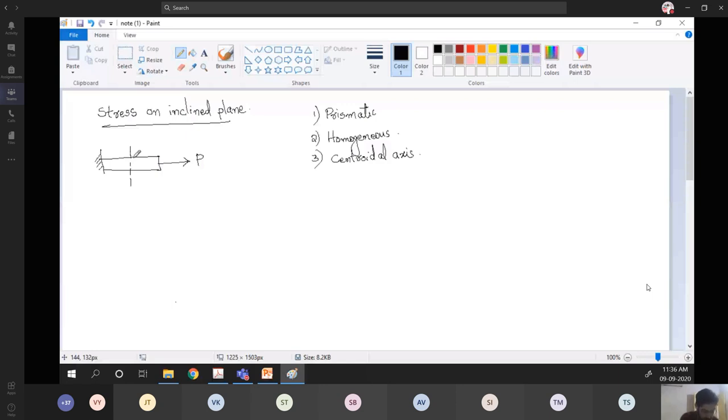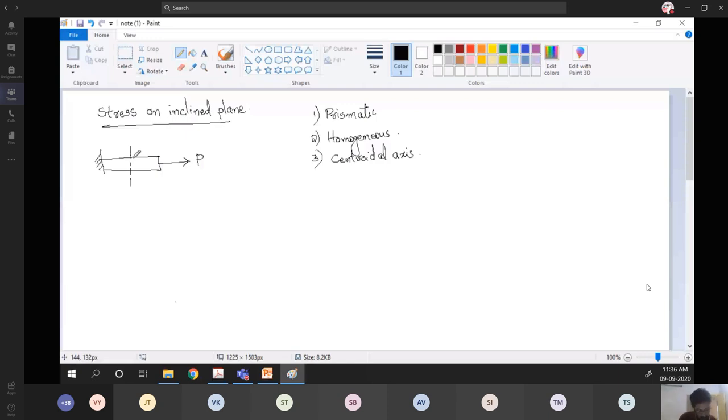So if we consider the three-dimensional structure, this is the plane which we are considering, the cross section, and we assume that in this cross section the stress distribution is like this, sigma x, which is given as P by A, where A is the cross sectional area. This is what we have studied till now.